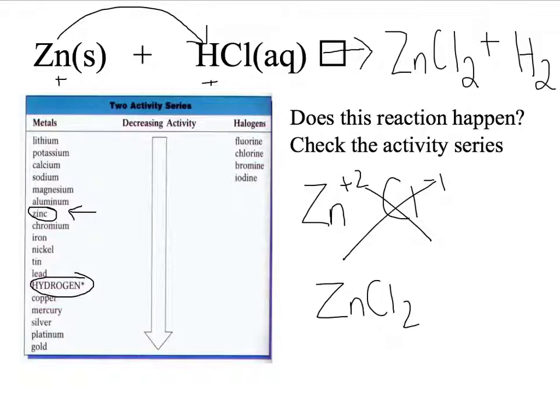The thing is, it's not balanced. I have 2 hydrogens and 2 chlorines, and over here I just have 1 and 1. So I'm going to put a 2 right there. All right, let's try another.